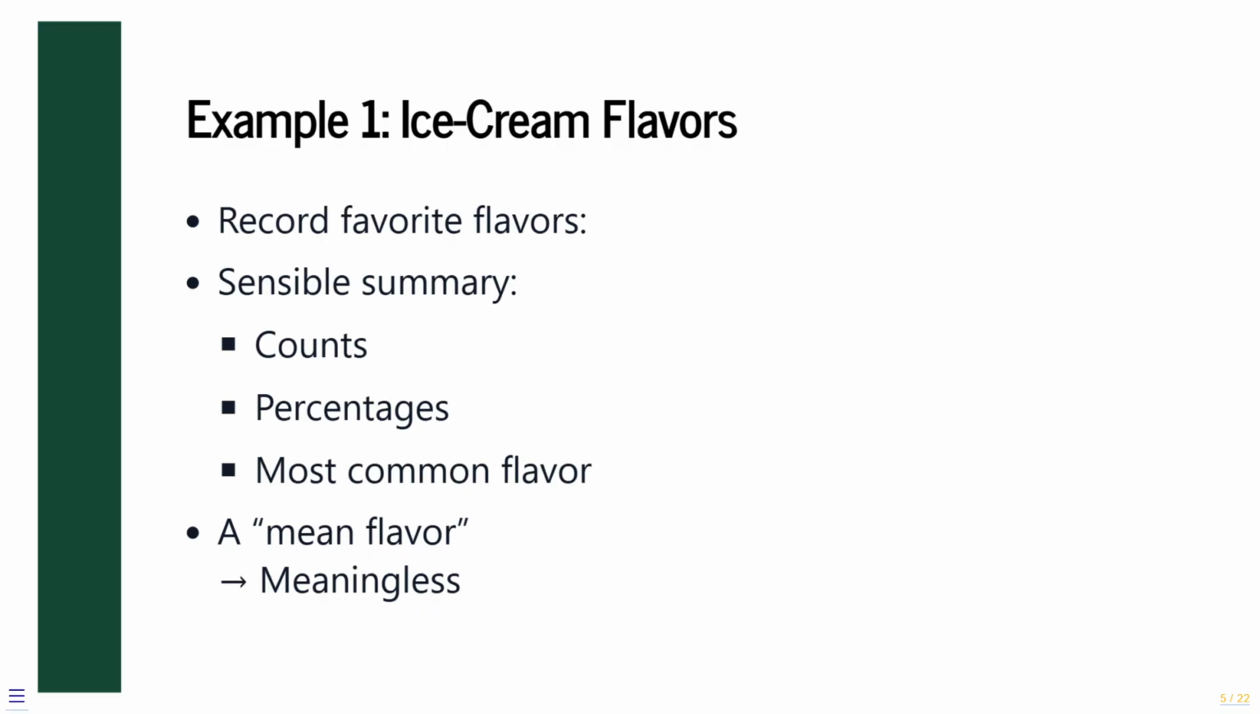We might also report the most popular flavor as the mode, but reporting a mean flavor would be meaningless because flavors are not numbers on a scale. There is no logical interpretation of averaging chocolate and vanilla. This example illustrates a broader principle. The summary must align with the type of variable.